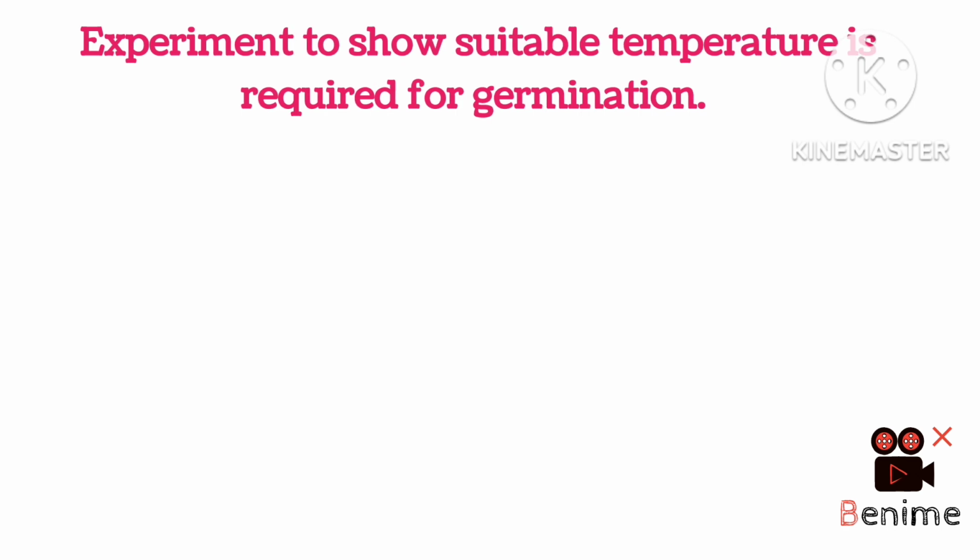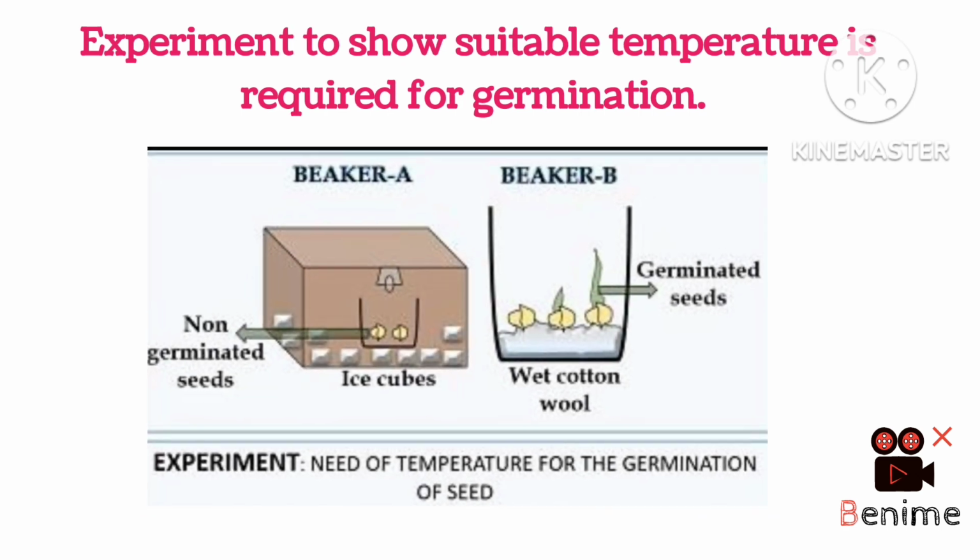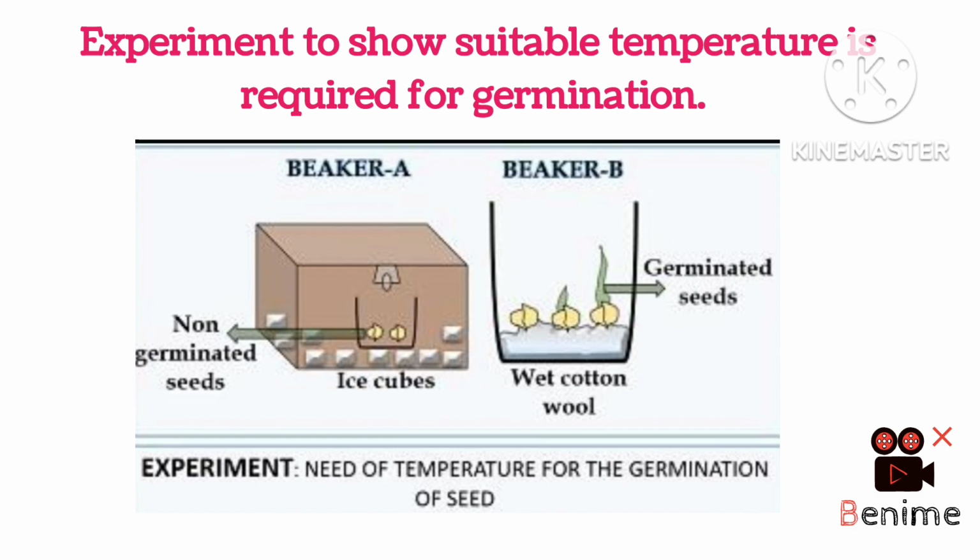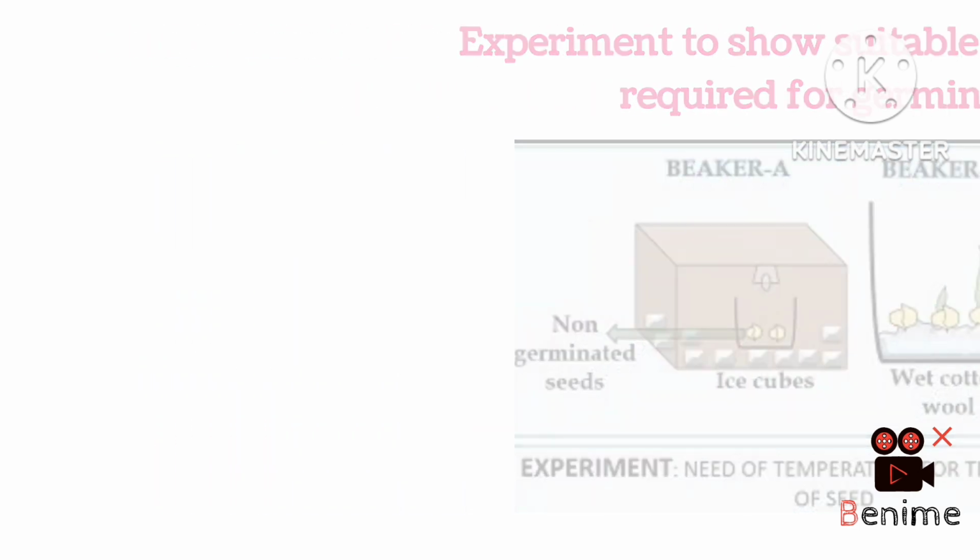Experiment to show suitable temperature is required for germination. In this also, we take 2 beakers A and B. In one beaker we keep wet cotton wool with non-germinated seeds and we keep it under normal temperature, whereas the other beaker is kept in a refrigerator. So after some days we will find that the seeds in the refrigerator do not germinate, while the seeds that are kept outside start to germinate. So this shows that it requires suitable temperature.